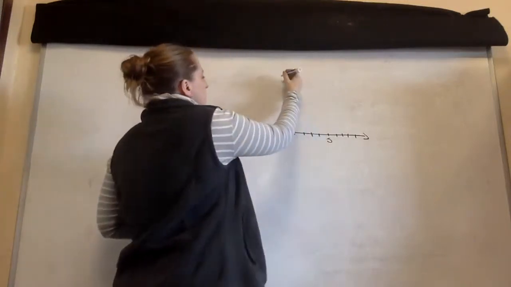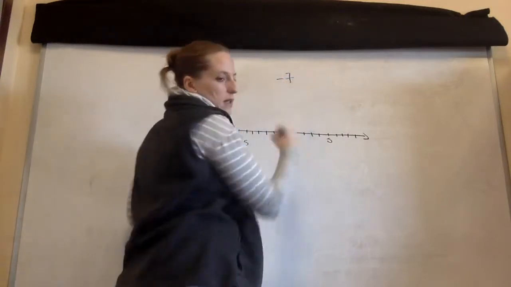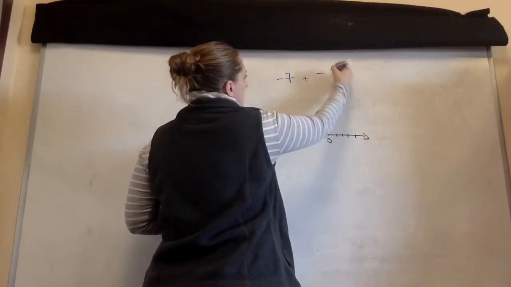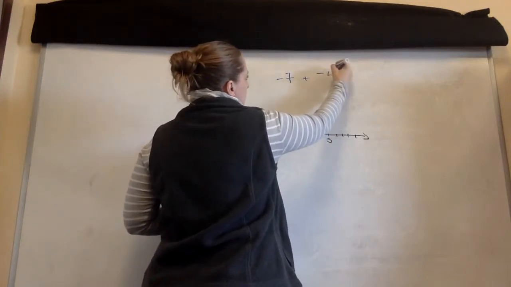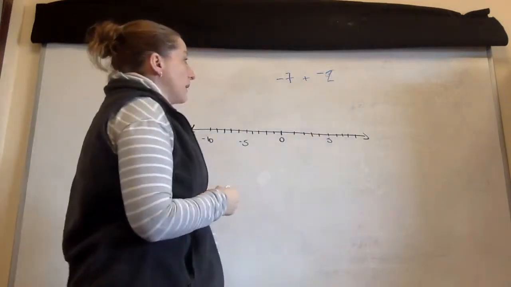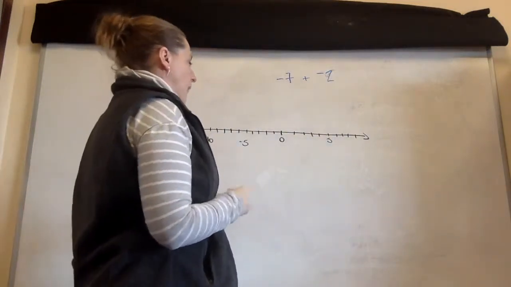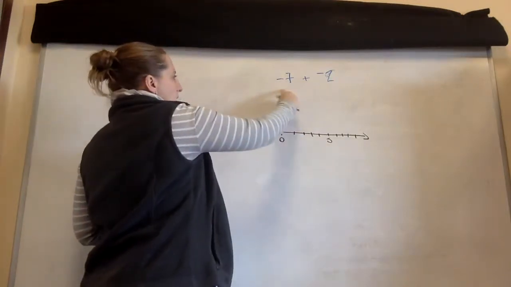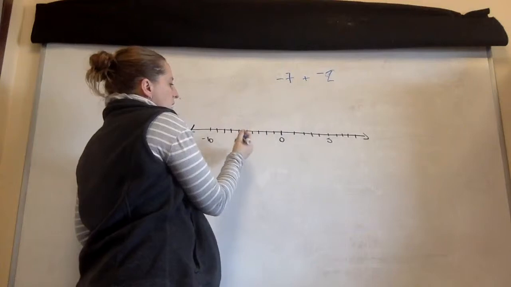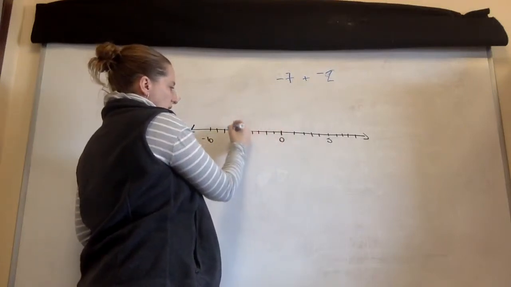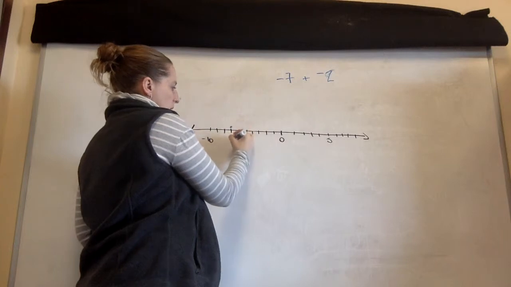All right, let's look at another example. Let's look at -7 plus -2. So -7 plus -2. Okay, so now we're going to start to think about what these things mean. So I'm at -7, so I'm going to start at -7. So 1, 2, 3, 4, 5, 6, 7. Here's -7. It's my starting spot.